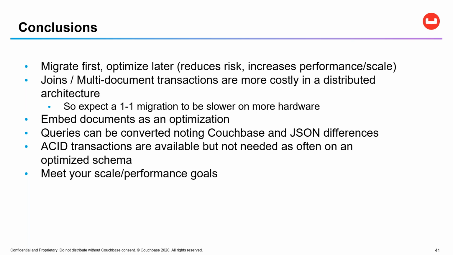So, some conclusions on migration before we get to Rick's demo. Number one, reduce risk. Make your life a little easier by migrating first, then optimizing post-migration. Number two, strive to reduce joins and transactions in your optimization exercise. Number three, leverage embedding to reduce document types and thus joins. Number four, optimizing can reduce the need for ACID transactions, increasing efficiency. And number five, lastly, when optimizing, have that performance goal established.